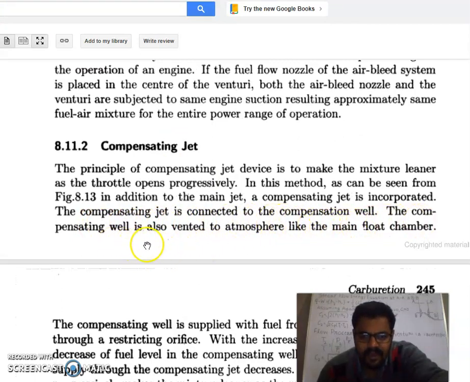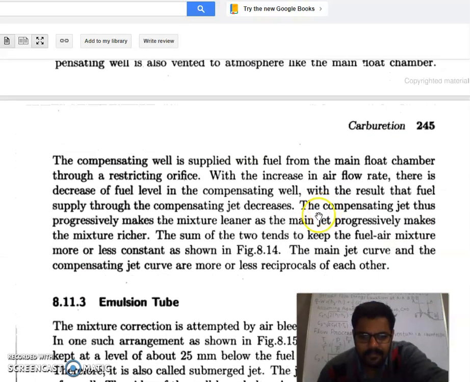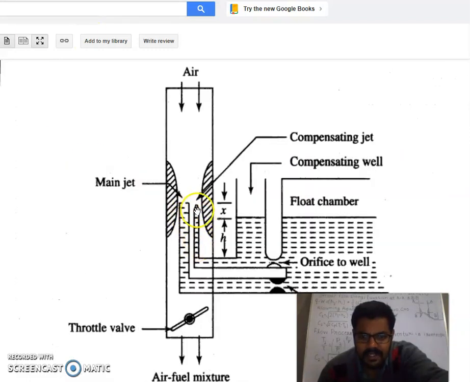The compensating well is also vented to atmosphere like the main float chamber. The compensating well is supplied with fuel from the main float chamber through a restricted orifice. You can see here, this compensating jet is connected to the compensating well, so it will also supply the fuel along with this jet. So now we have two jets. One is your main fuel metering jet. The second is your compensating jet.